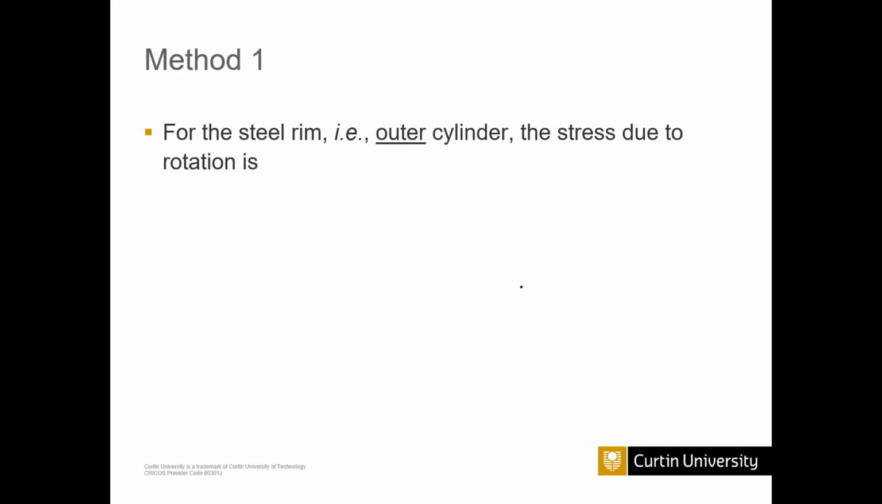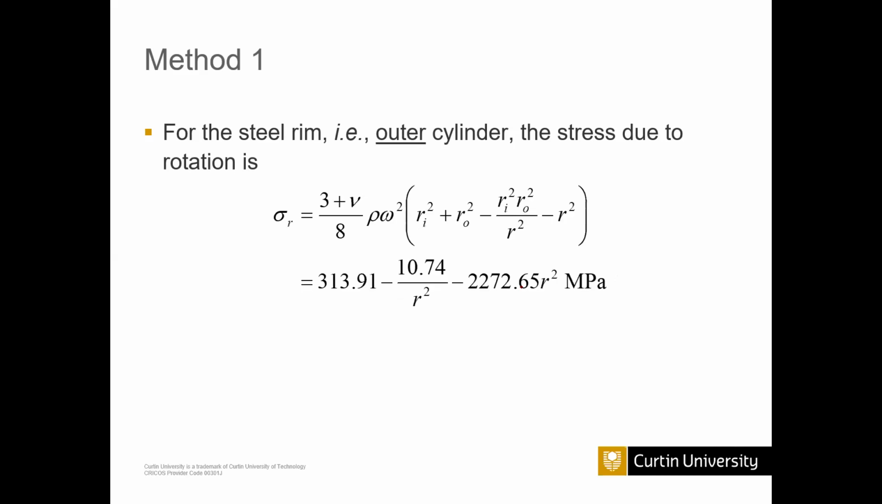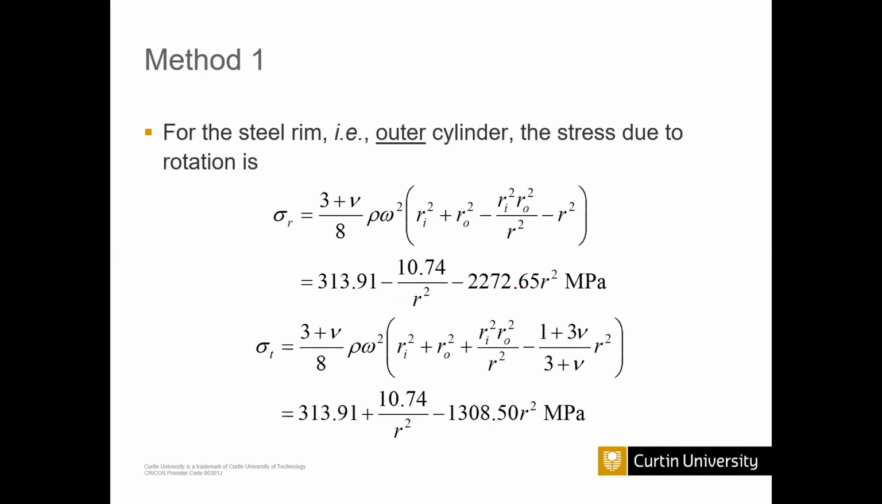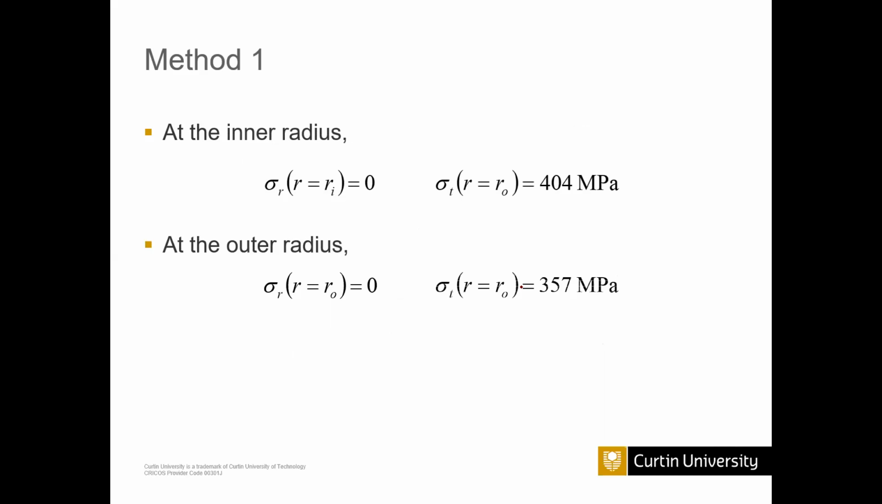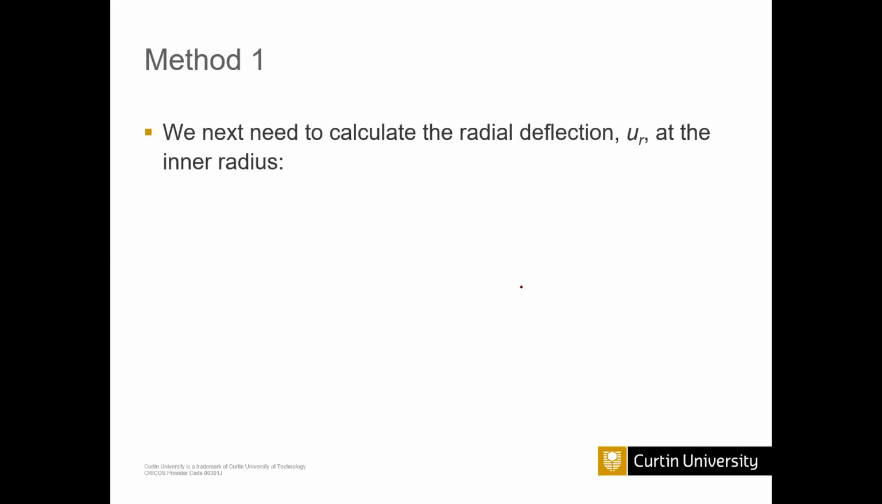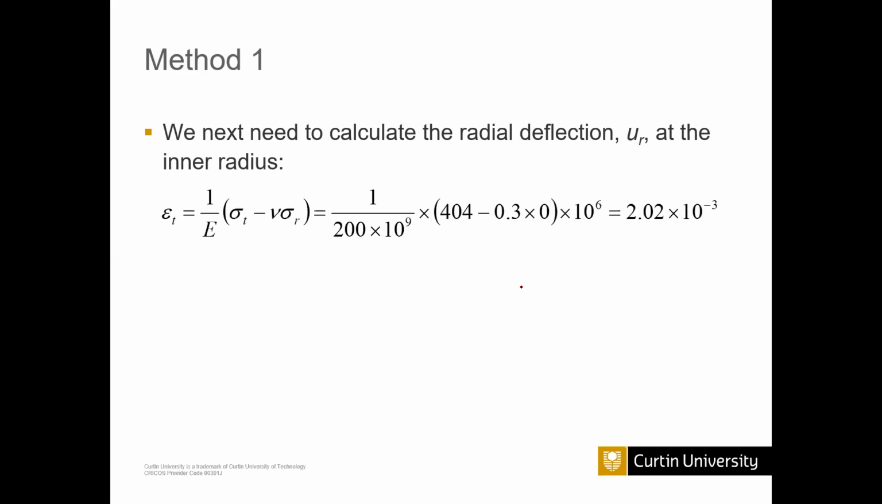For the steel rim, the outer cylinder is restricted in rotation. Earlier we did the inner cylinder, now the outer cylinder. This is the general equation, and this is for the tangential one. Now substitute the boundary conditions, inner and outer, into those two equations. Next we need to calculate the radial deflection. You are at the inner radius, so this is the equation.